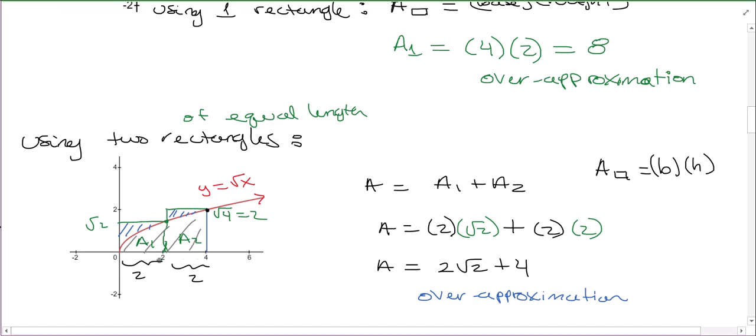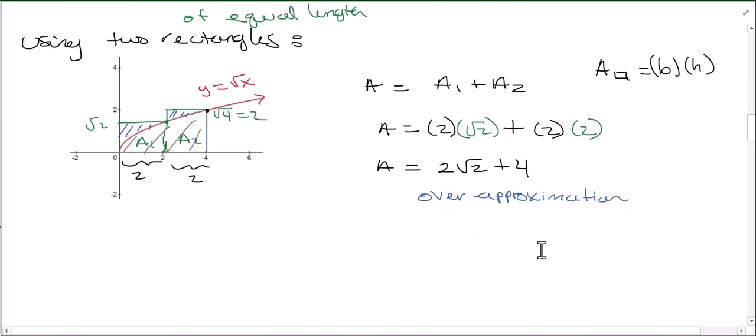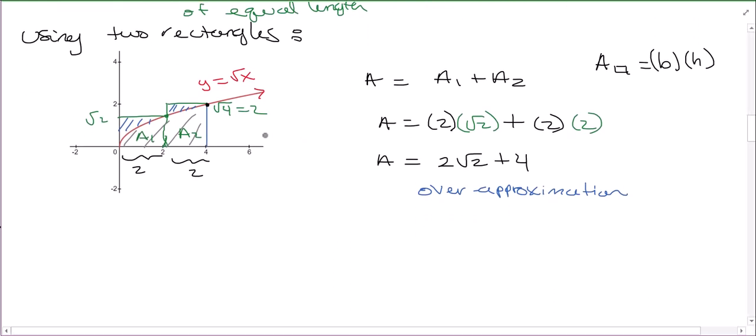So I could have done it a little differently by using the left endpoint, and that would give me an under approximation, but we'll talk about that as we continue adding rectangles. So using 2 rectangles, notice that I got closer to the actual area. So what about using 4 rectangles?